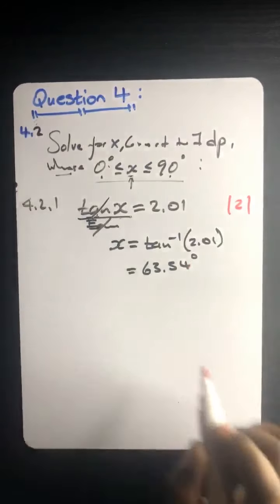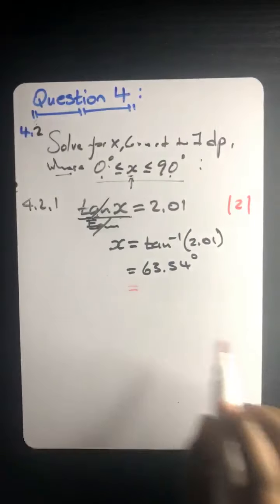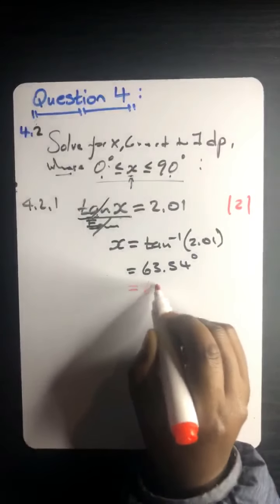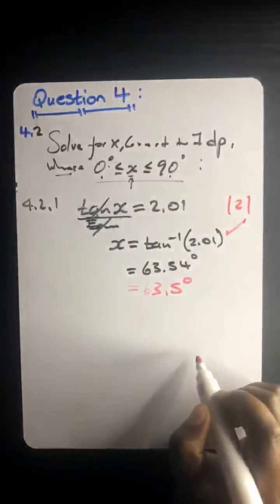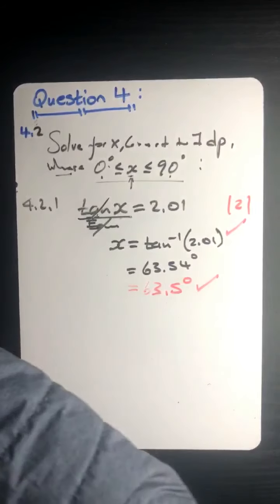But this is wrong, guys. Can someone explain why this is wrong? Because it's not rounded off to one decimal place. What is the correct answer? 63.5 degrees. So that's why you get one mark there and also a mark there. Dumsa, make sense?